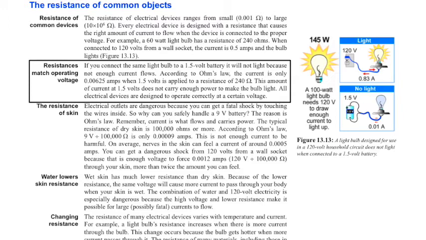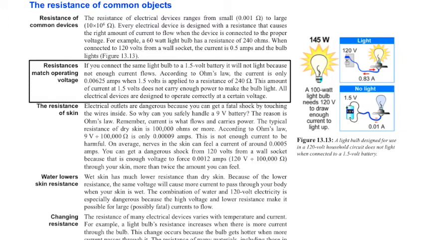Resistances match operating voltage. If you connect the same light bulb to a 1.5 volt battery, it will not light because not enough current flows. According to Ohm's law, the current is only 0.00625 amps when 1.5 volts is applied to a resistance of 240 ohms. This amount of current at 1.5 volts does not carry enough power, which we haven't talked about yet. Think in terms of energy, they're related. It does not carry enough power to make the bulb light.